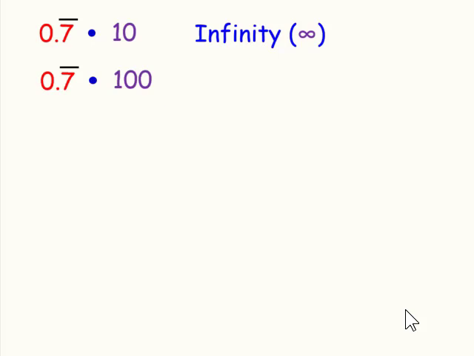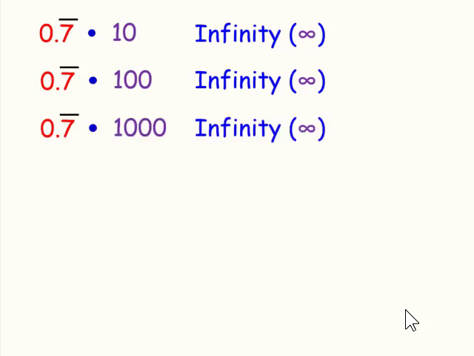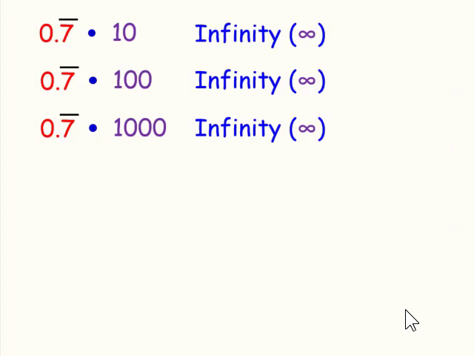It never stops. So since the 7 to the right of the decimal goes on forever, if I multiply it by 10, will the 7 go on forever? Yes. If I multiply by 100, will the 7 after the decimal point go on forever? It will. And if I multiply it by 1,000, it will. It doesn't matter how many zeros I have, it will continue forever. This concept will help me when I'm trying to write a repeating decimal as a ratio.